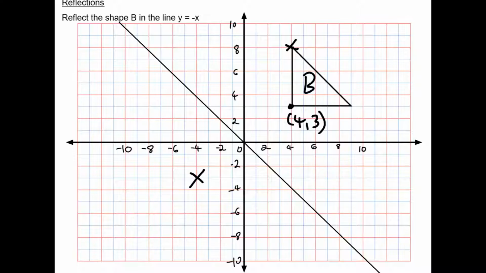This point here is at 4, 8, so the reflected point is going to be at minus 4, minus 8. The other corner is at 9, 3, so we need to go to minus 9, minus 3. If I then join up these points, I will have reflected the shape B.